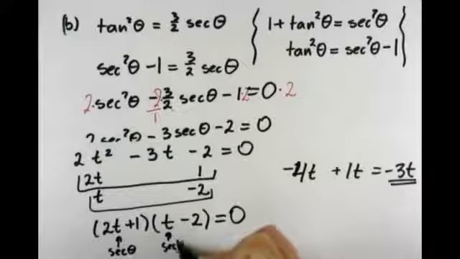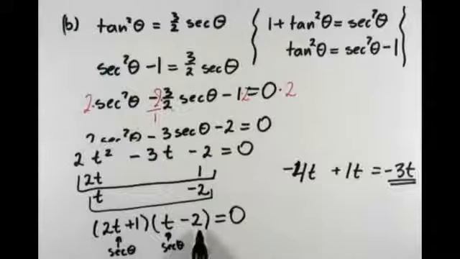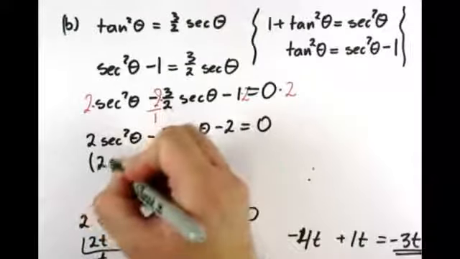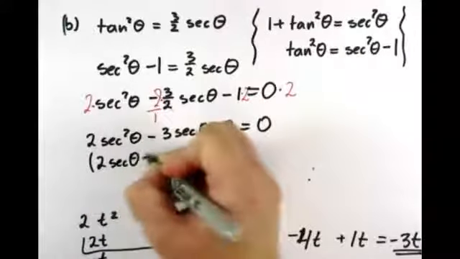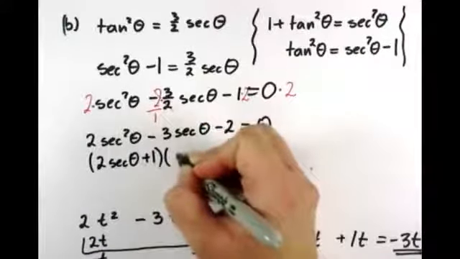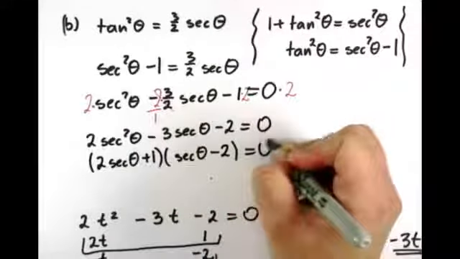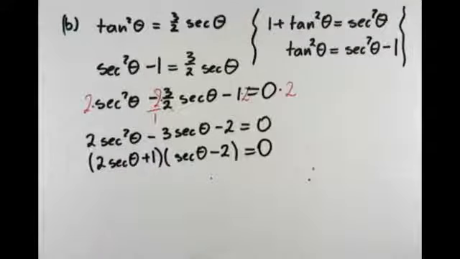T was secant. So we need to write it down that we will have 2 secant theta plus 1 and secant theta minus 2. So my first bracket is 2 secant theta plus 1, and the second is secant theta minus 2, is equal to 0.